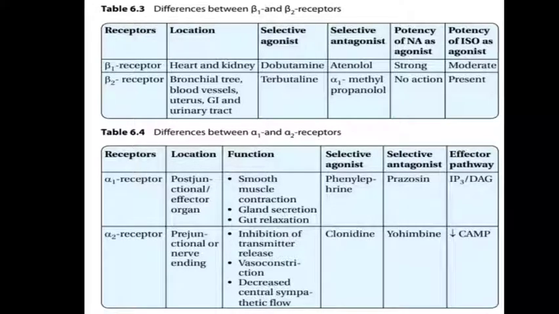An alpha 1 selective agonist example is phenylephrine, and an alpha 1 selective antagonist example is prazosin. Again, they work on the second messenger pathway. Alpha 2 receptor selective agonist is clonidine, and the effector pathway is cAMP. Again, it is a second messenger pathway.